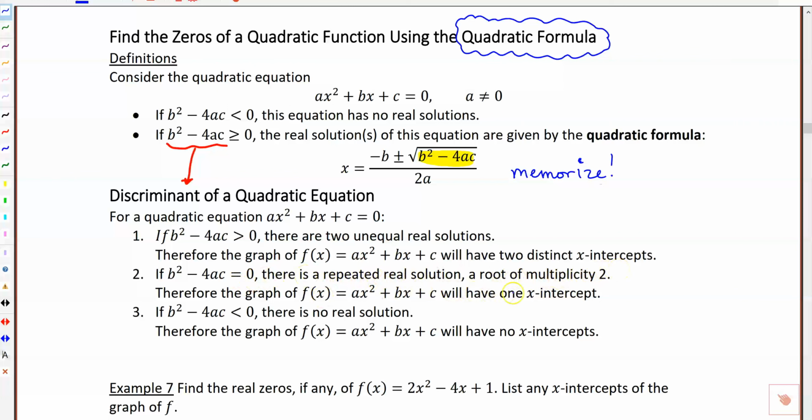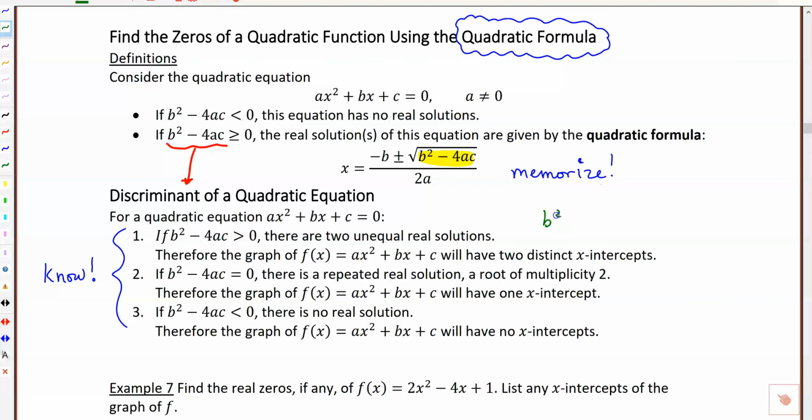So your graph will have one x-intercept, and if b squared minus 4ac, your discriminant, is greater than 0, then there are going to be two unequal real solutions. That is what's going on with the discriminant and what it tells you about your solutions and your x-intercepts. This is important to know, so you should memorize these cases. For b squared minus 4ac being positive, there's actually something else here that I find helpful to remember.